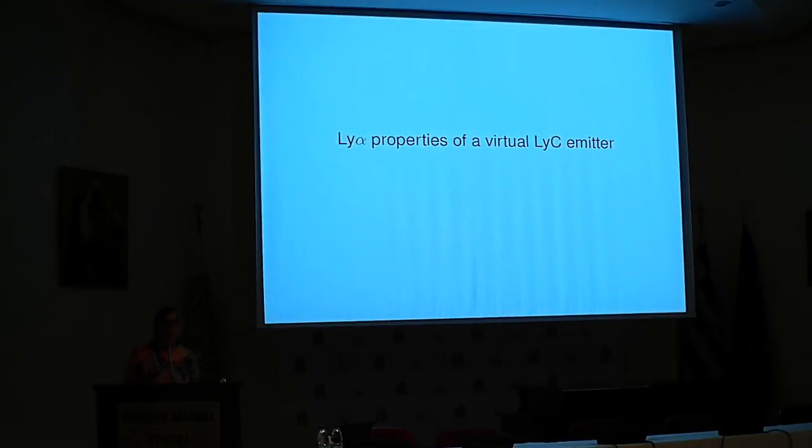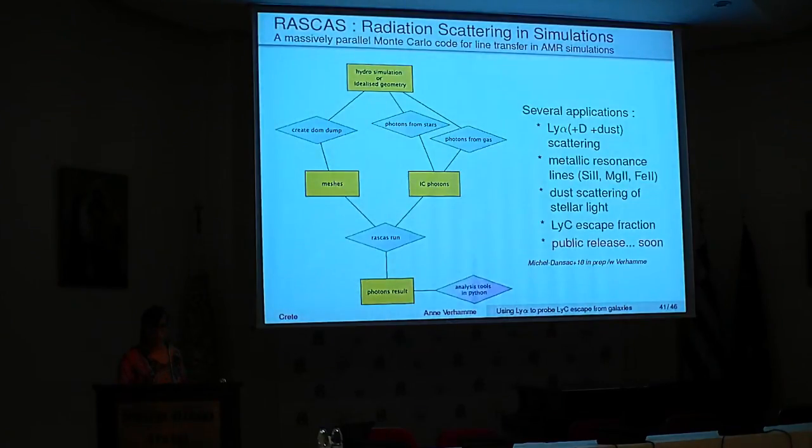Okay, so then I'll present some results about simulations. To do these simulations, we use a new version of my former code, which is called RASCAS, which is a massively parallel Monte Carlo code for line transfer in AMR simulations. It is coupled with RAMSSRT, and it's very modular. So you can obviously do Lyman alpha, but not only. You can also transfer metallic resonant lines, but also dust scattering of the stellar lights, Lyman continuum escape fraction, and it will be released soon.